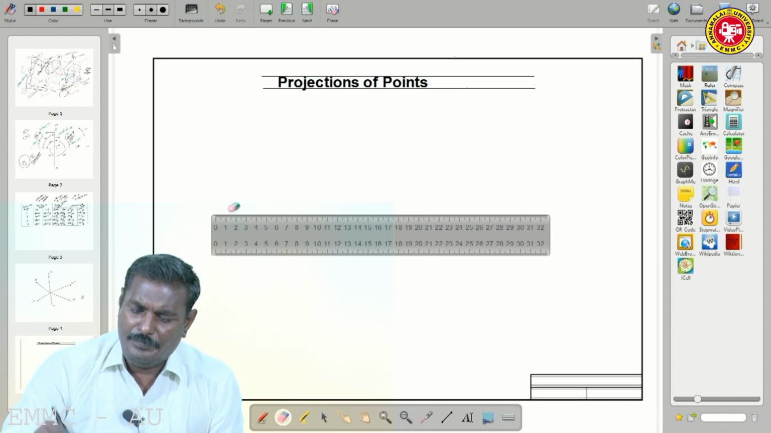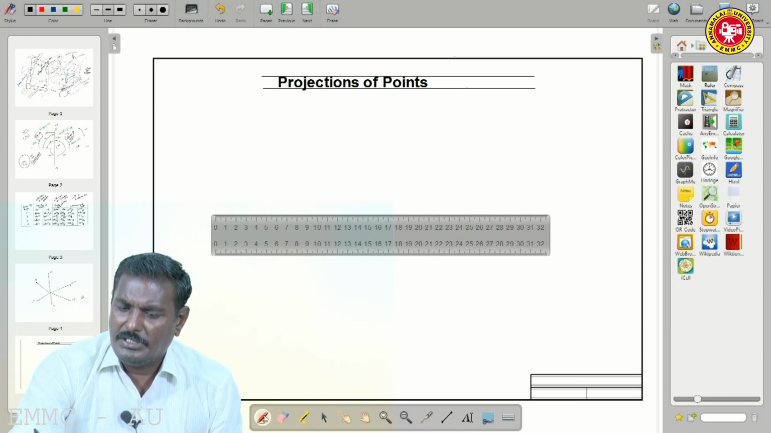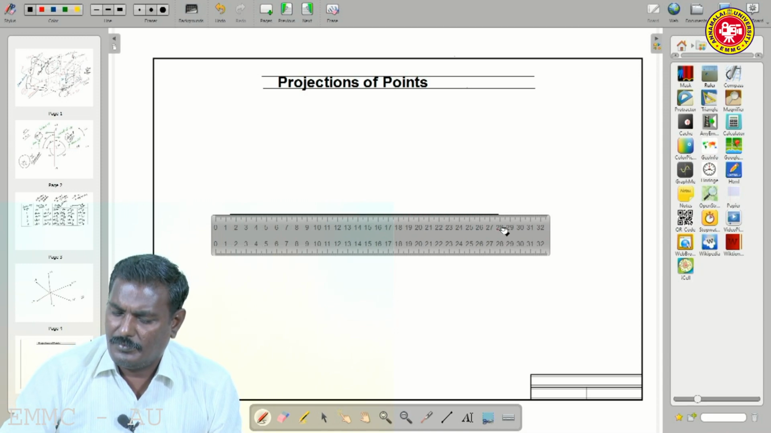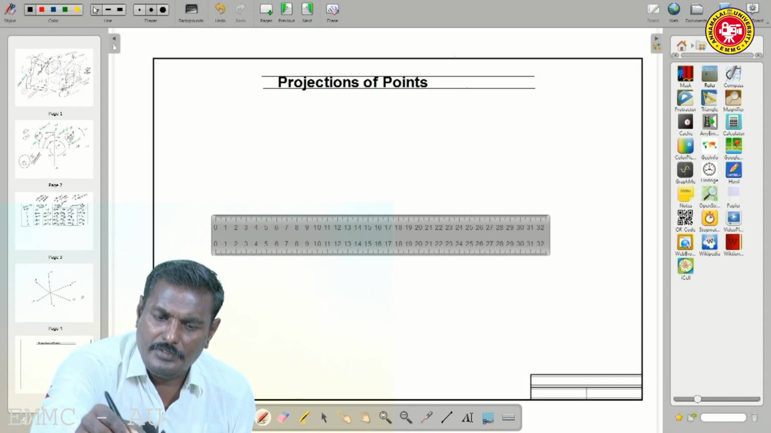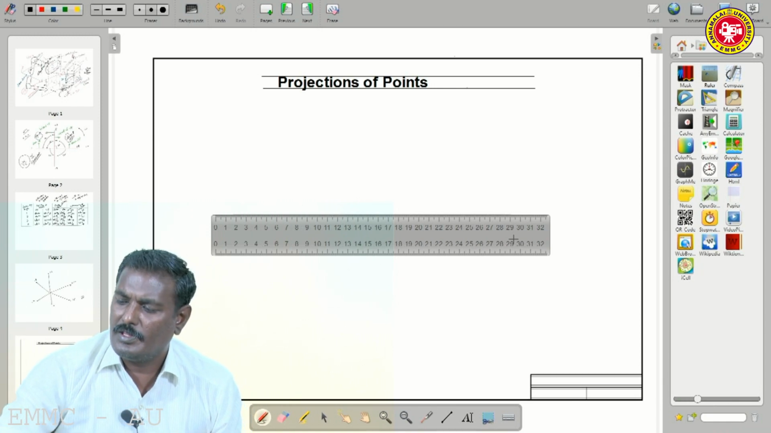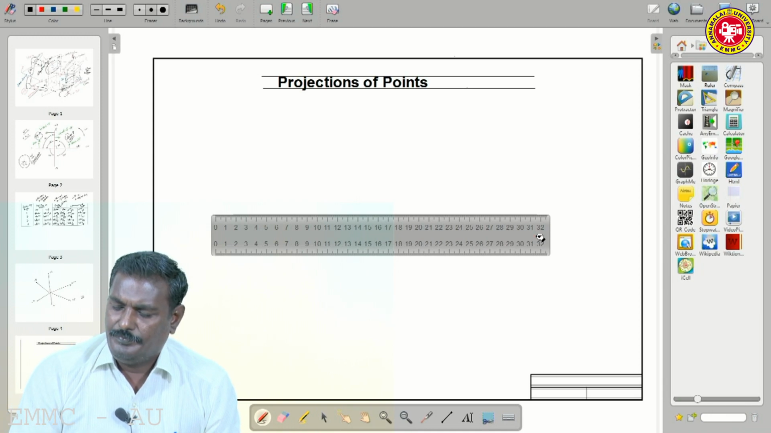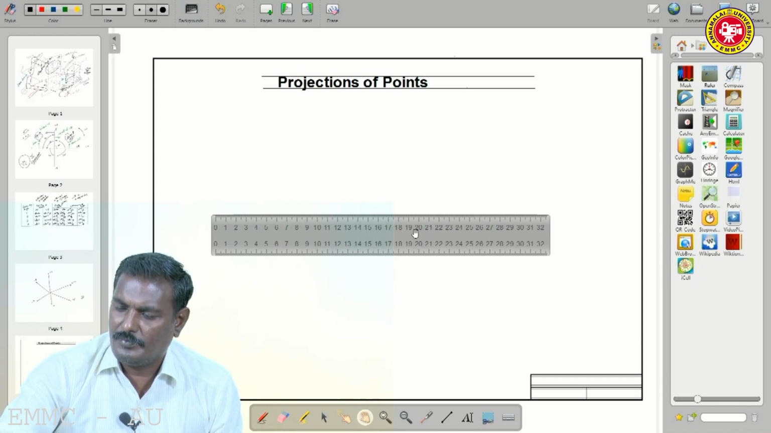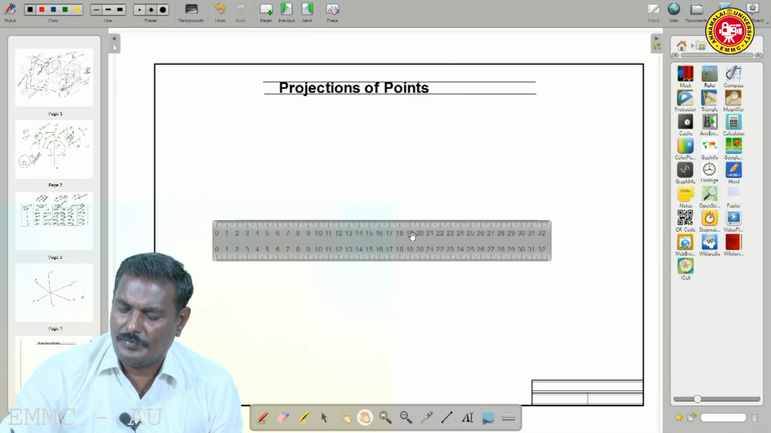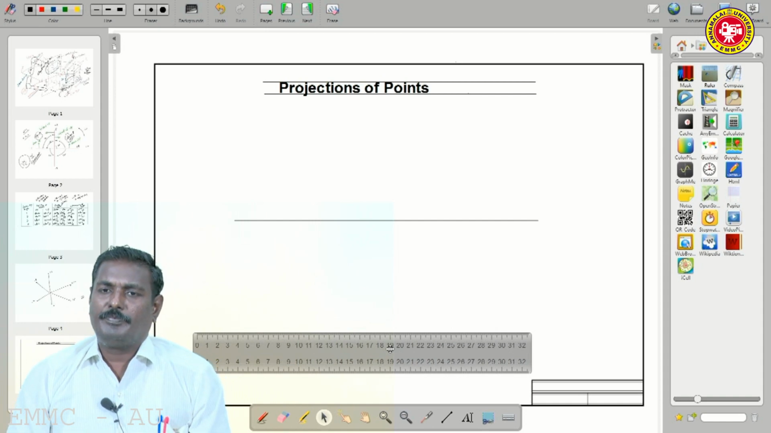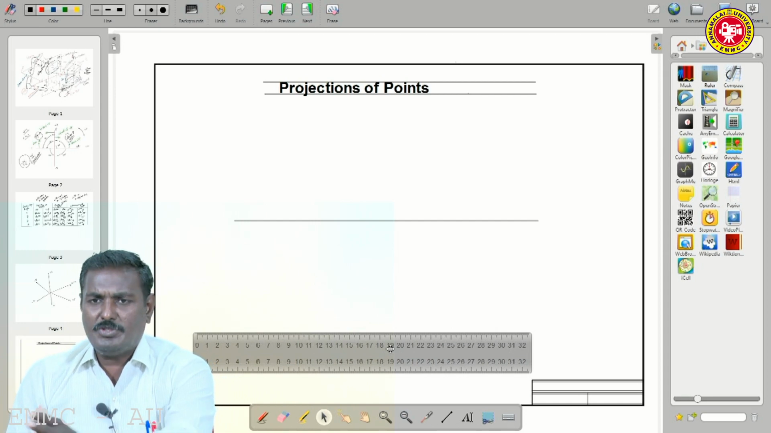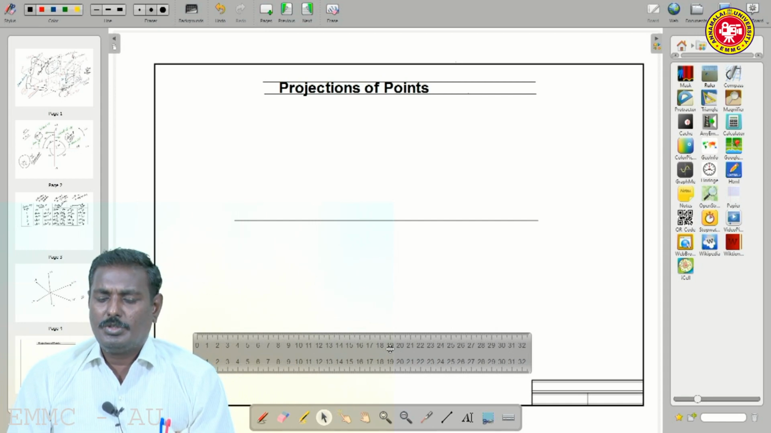Now we go to draw a reference line. Draw a reference line. So XY, this is the XY line, the reference line. So what is the concept?